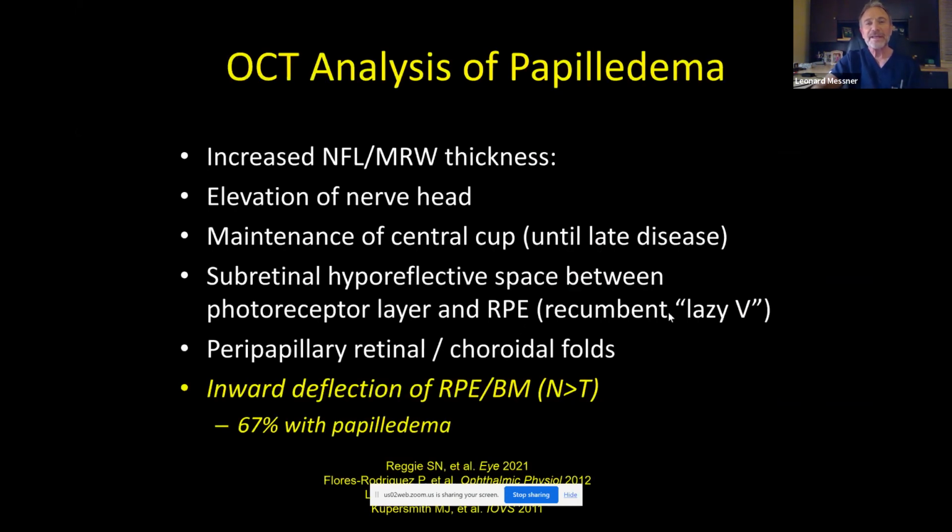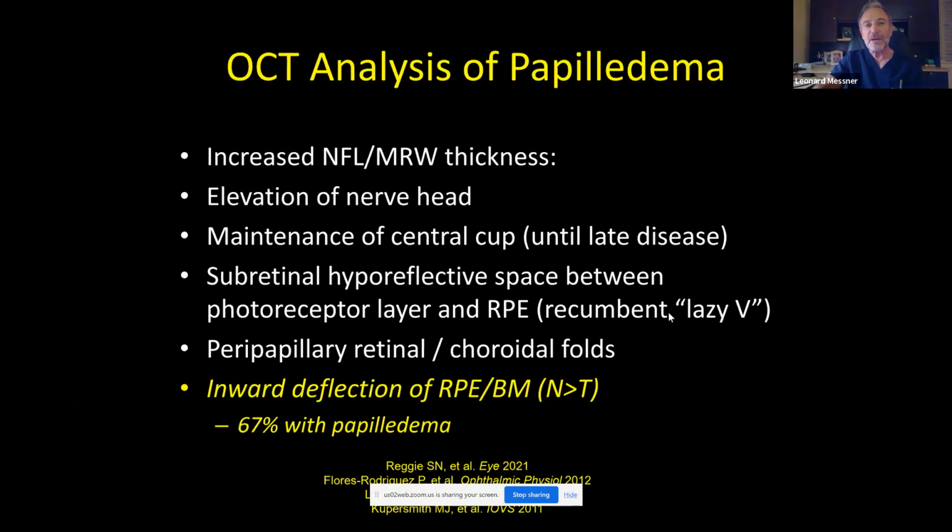So OCT has really helped us in the evaluation, the initial diagnosis, as well as the ongoing monitoring of individuals with papilledema. Some of the common findings I listed for you here are an increase in the thickness both of the retinal nerve fiber layer as well as the rim, or the minimum rim width. You have an elevated optic nerve. You have maintenance of the central cup. The cup may very well be elevated above the plane of the retina. And that maintenance of the central cup holds true until very late in the disease process.